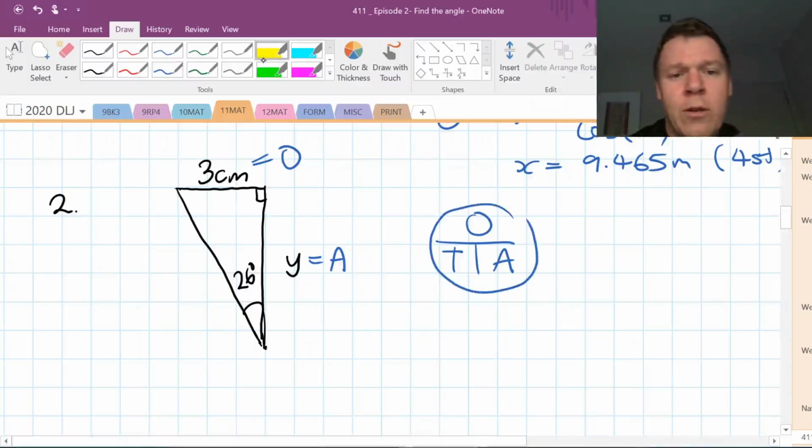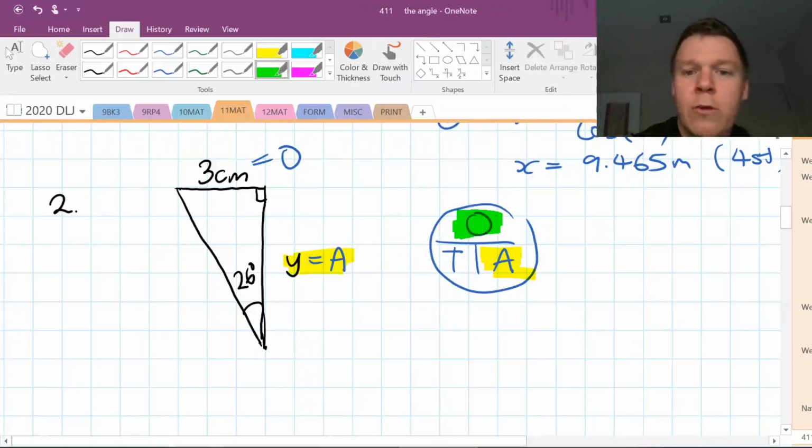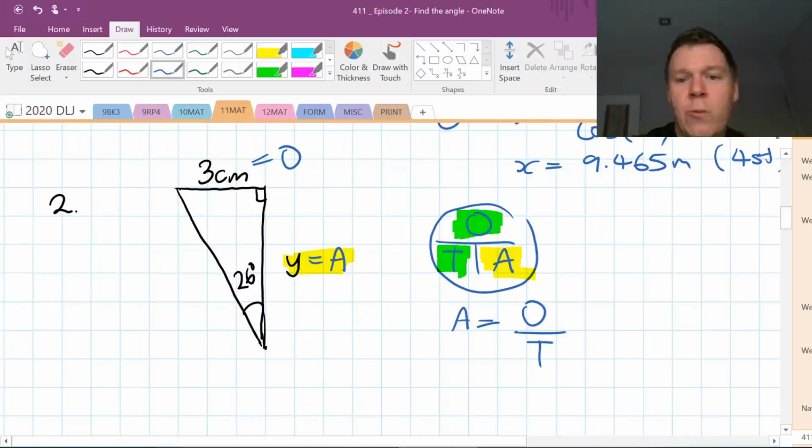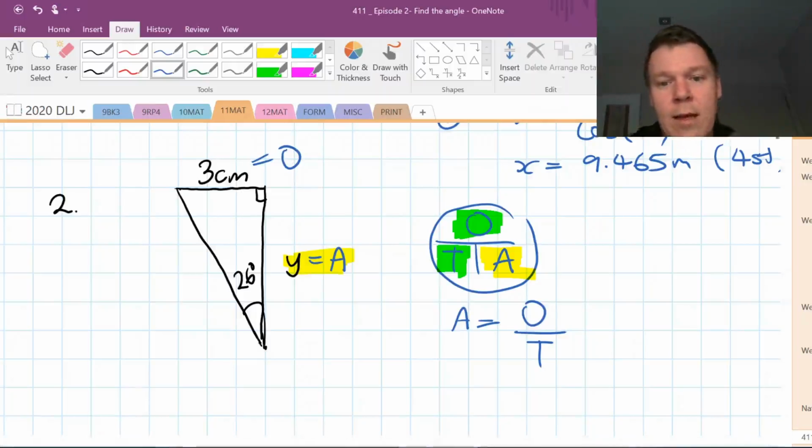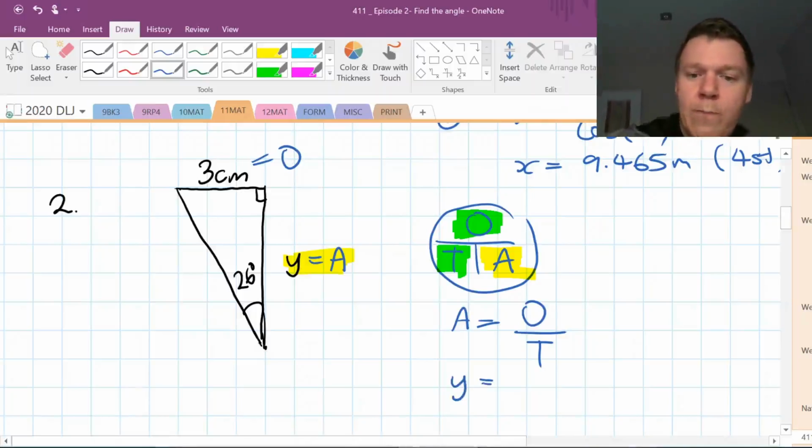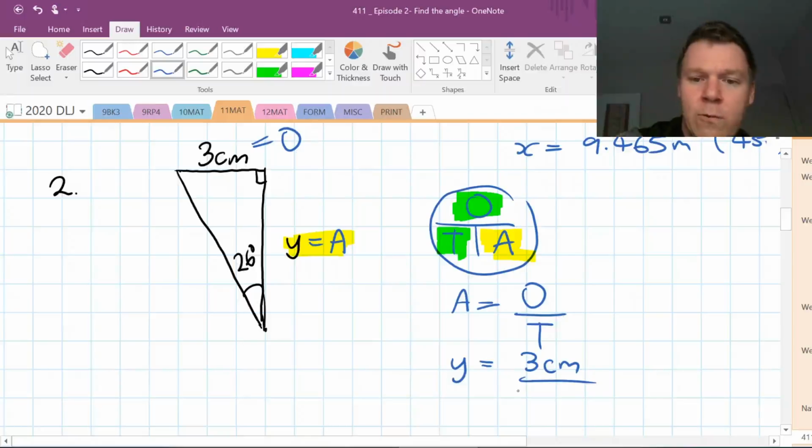So we're trying to work out what y is, so we're going to put our finger over that, which reveals what we need to do to figure it out. We need to take O, divide it by T. So our formula is A equals O divided by T. Now we just sub in what our values are. So A is Y. Our opposite side is 3 centimeters, and T stands for tan of the angle, tan of 26.